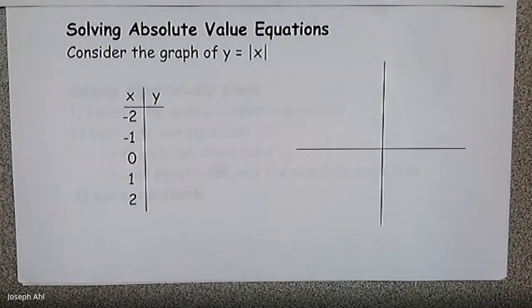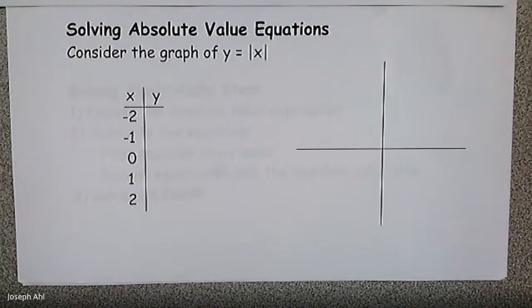But before we get into the algebraic side of things, we are going to take a look at graphically what y equals the absolute value of x looks like. This might be something you're familiar with from Algebra 1. But if you don't quite remember, the easiest way to figure out what the graph of an equation looks like is to make a table of values.